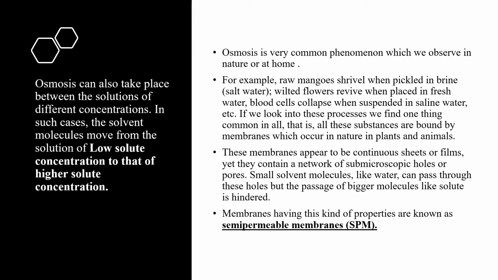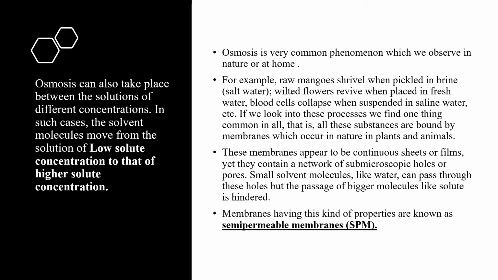If we look into these processes, we find one thing common in all: these substances are bounded by membranes, which occur in nature in plants and animals. It means substances like raw mangoes, wilted flowers and blood cells are all bounded by a membrane, and these membranes can be found in nature, in plants and in animals.